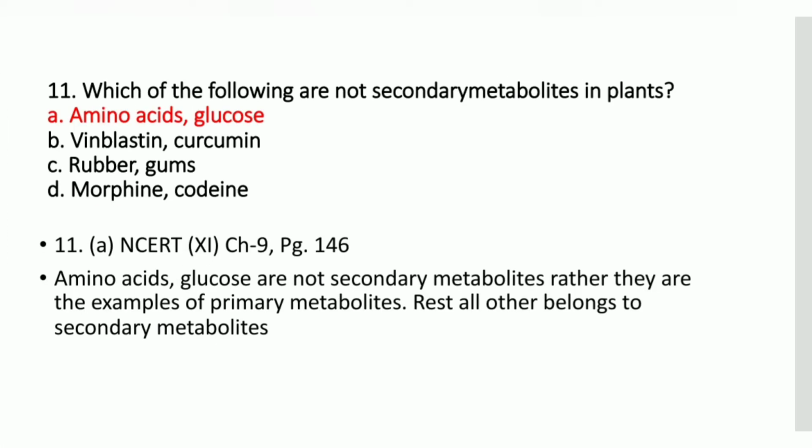11. Which of the following are not secondary metabolites in plants? Answer is amino acid and glucose because they are the primary metabolites.